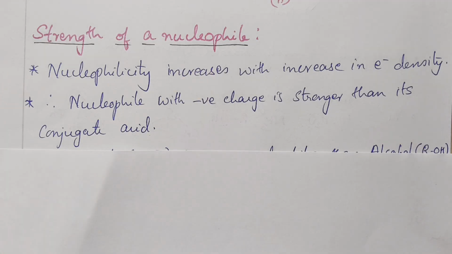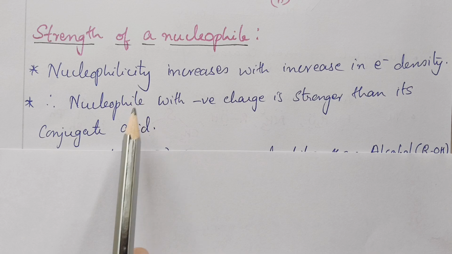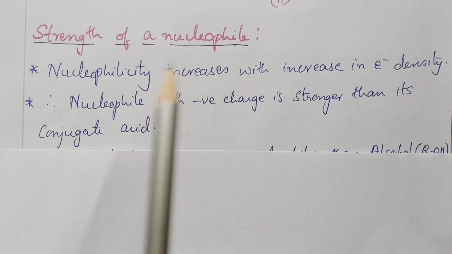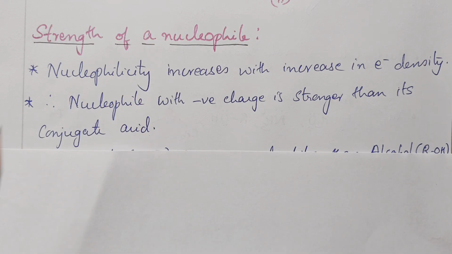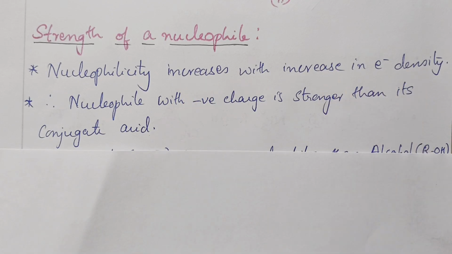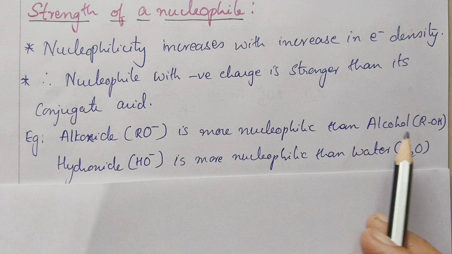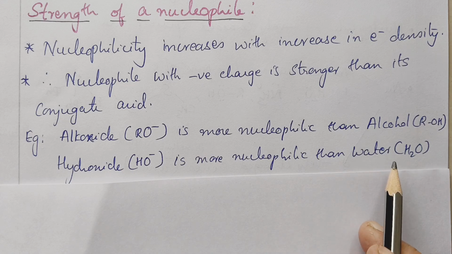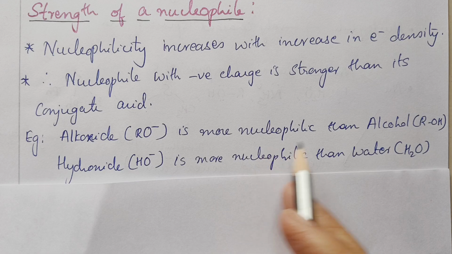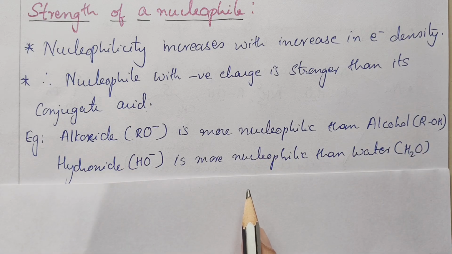Next topic is strength of a nucleophile. A nucleophile is a thing which loves positive charge. You know that, right? So, if the nucleophile has high electron density in it, then it will definitely be a better nucleophile. Correct? So, nucleophilicity of a species increases with increase in electron density. Therefore, we can say a nucleophile with negative charge is stronger than its conjugate acid. Let's take an example. We all know that alcohol is the conjugate acid of alkoxide ion and water is the conjugate acid of hydroxide ion. Since nucleophile with negative charge is stronger than neutral molecule, alkoxide is more nucleophilic than alcohol. Similarly, hydroxide is more nucleophilic than water.